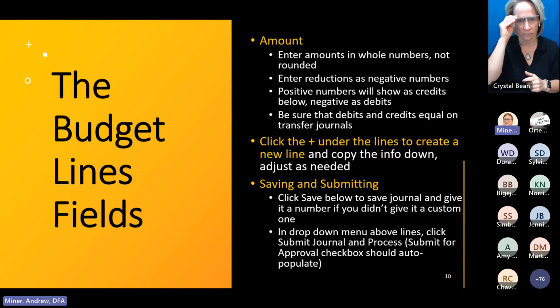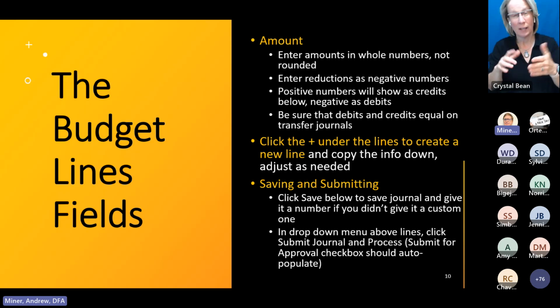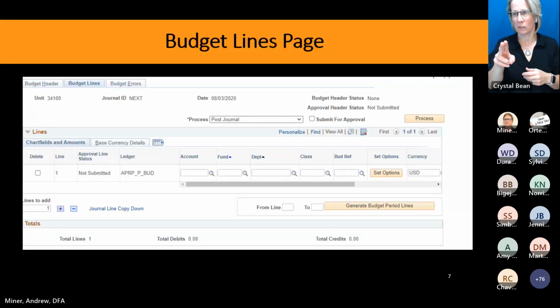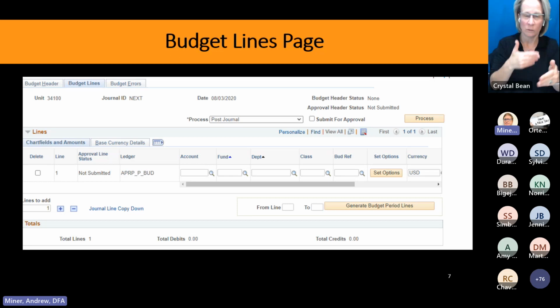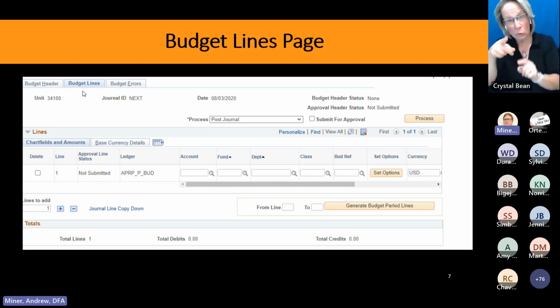So then once you're done entering all the line information, you click on save down below, and that's when it'll generate a number for you if you didn't give it a custom one. So then you'll know what the number of the journal is. Okay, and then to submit it for review or to go up the chain, basically, there's a drop-down menu above the lines. Let me go back to the slide here and show you. So here you can see in the middle top there's a box called process, post journal, submit for approval. Now you won't be able to post it, but from that drop-down, you can click submit and then process, and that will move it up the chain.